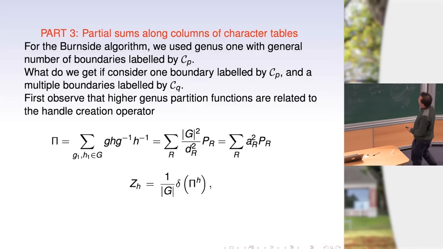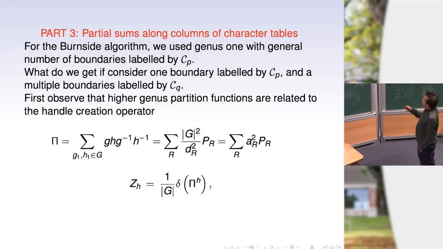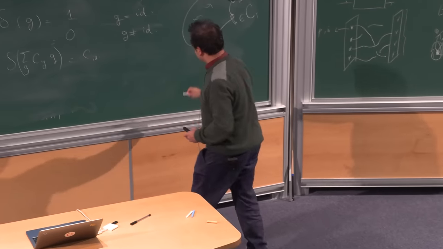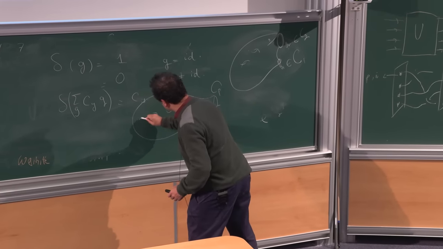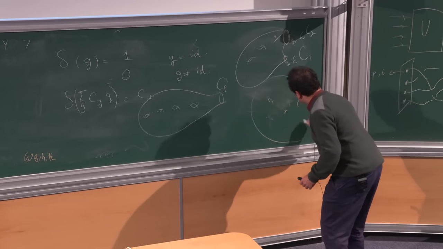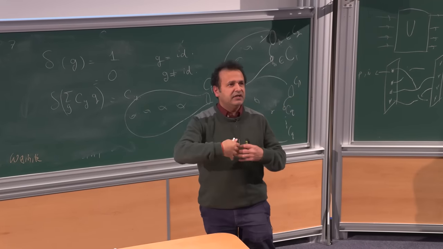Great, so that's well-known stuff, just slightly interpreted in terms of geometry here. Now, for the Burnside algorithm, we used genus 1 with general number of boundaries labeled by some conjugacy class of interest. So natural to ask, what happens if I take just one boundary labeled by CP and any number of handles? Actually, this is a typo. The one I want to think about first is just CP here, any number of handles. You could also think about CP and then genus 1 and then any number of another conjugacy class. I'll do that later. First, I'll just take one CP, any number of handles.